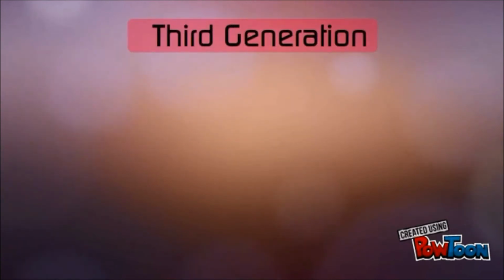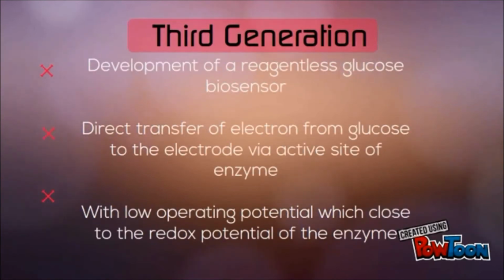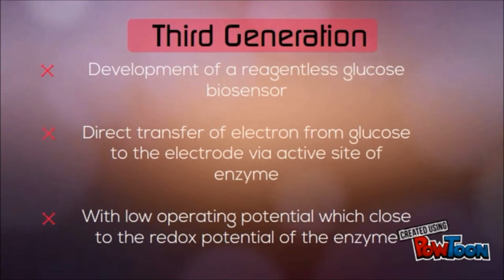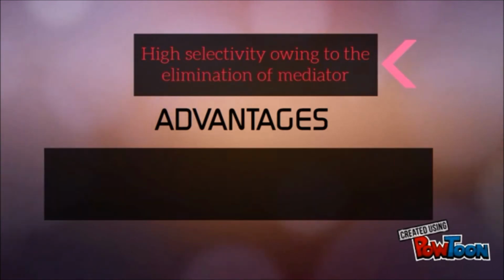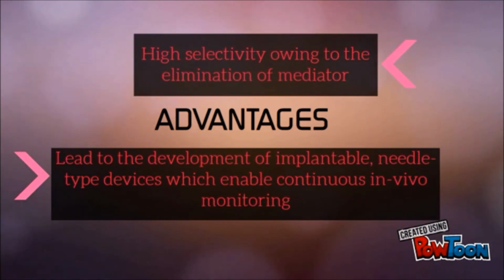The concept of the third generation of biosensors is based on the development of reagentless glucose biosensors, with direct transfer of electrons from glucose to the electrode via the active site of the enzyme, and with low operating potential, which is close to the redox potential of the enzyme. Advantages: high selectivity owing to the elimination of the mediator, leading to the development of implantable needle-type devices which enable continuous in vivo monitoring.